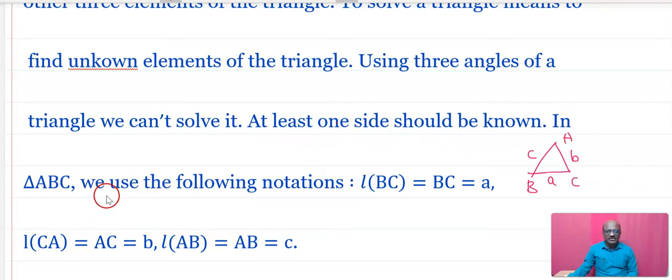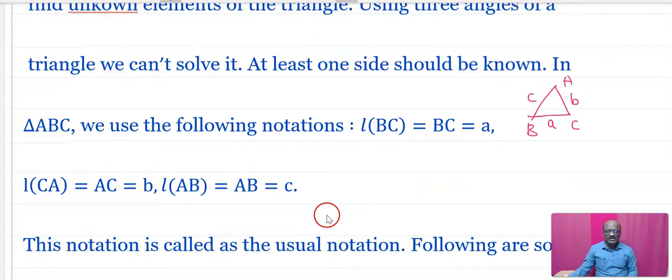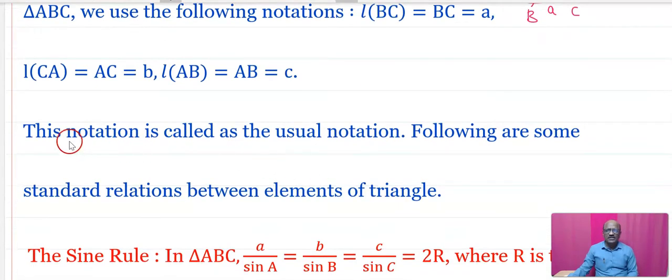In triangle ABC, we use the notation: length BC is equal to a, length CA is equal to b, length AB is equal to c. That is, the side opposite to angle A is small a, the side opposite to angle B is small b, and the side opposite to angle C is small c. That you have learned in the 9th standard. This notation is called the usual notation.